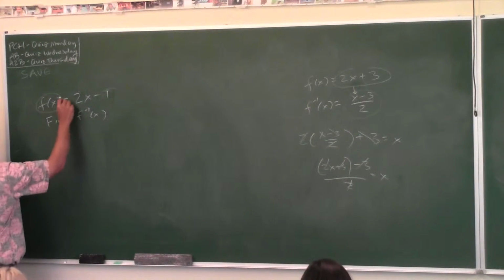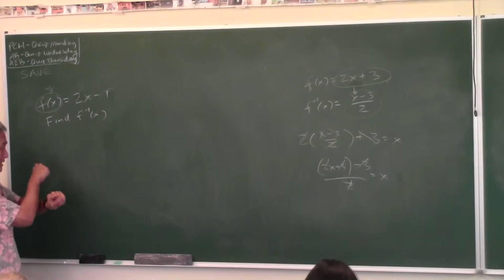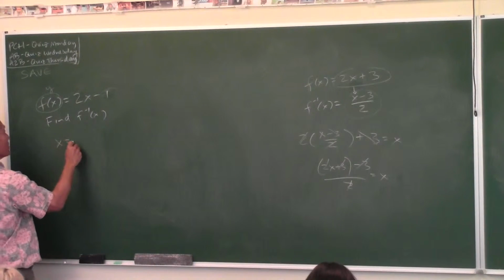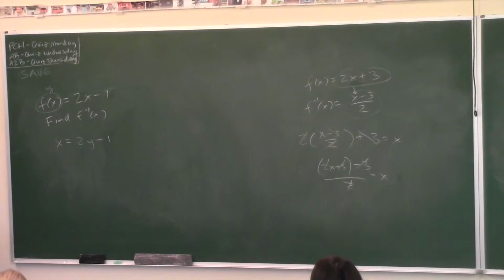So here's f of x. Think of that as y. You switch the x's and y's. So you get x equals 2y minus 1. That's how you get the inverse. You switch the x's and y's. But then you have to solve for y.